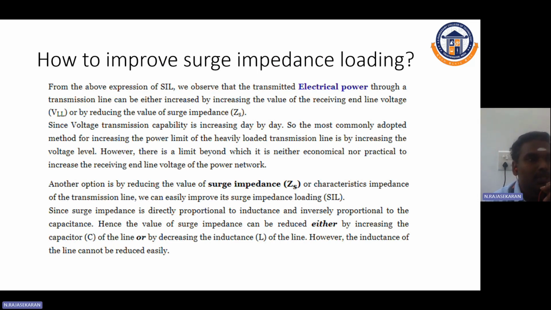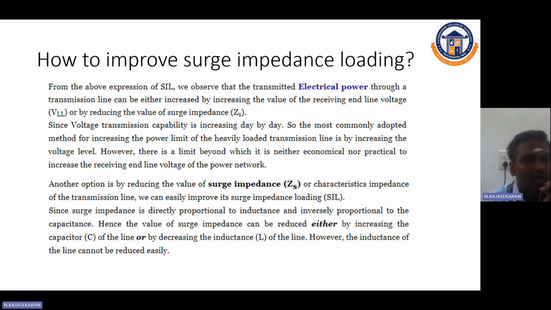And how to improve surge impedance loading. If you are not maintaining surge impedance loading, definitely we should go to compensation. What is the remedial measure to improve your surge impedance loading?